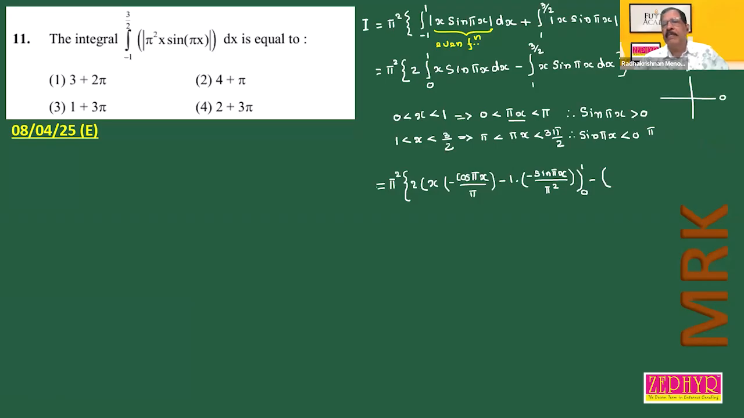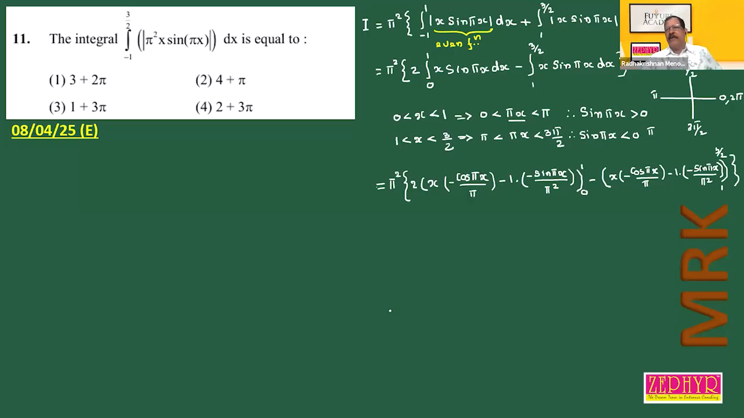Zero, pi by 2, pi, 3 pi by 2, 2 pi. Okay. Now here we have to again write the same thing. x into minus cos pi x divided by pi, then minus 1 into minus sin pi x divided by pi square, between 1 and 3 by 2.